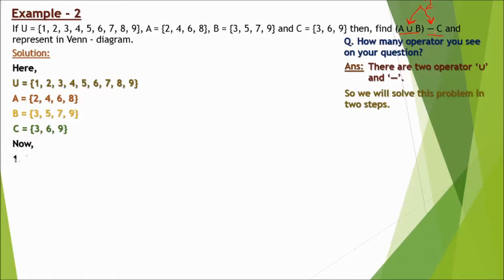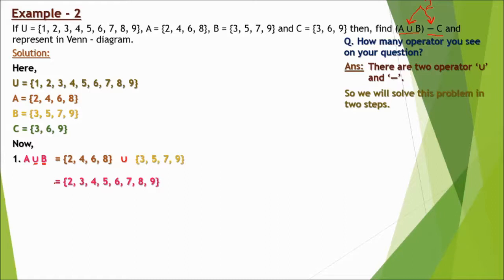A union B, we can easily find as we have already learned. First we write set A, 2, 4, 6, 8, then the union operator, and then set B. According to the definition of union, all the elements from both sets will be considered without any repetition. So we take all the elements from sets A and B, but we do not repeat the common elements. So the elements are 2, 3, 4, 5, 6, 7, 8, 9, which is the union of A and B.